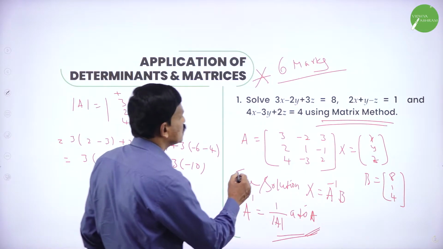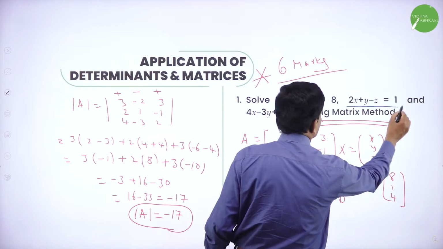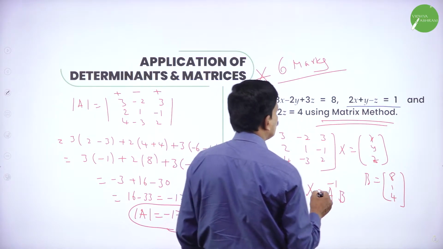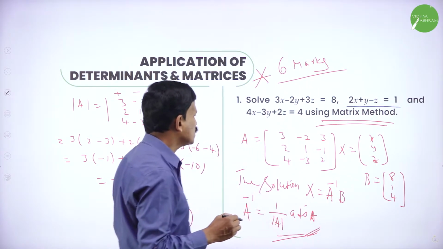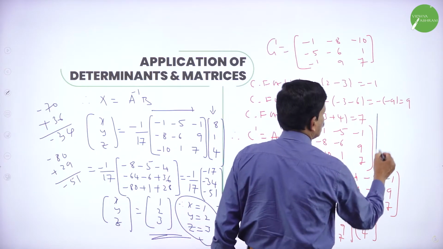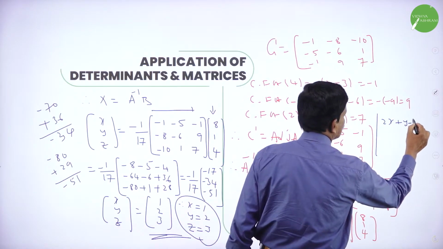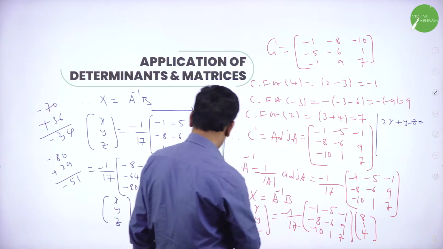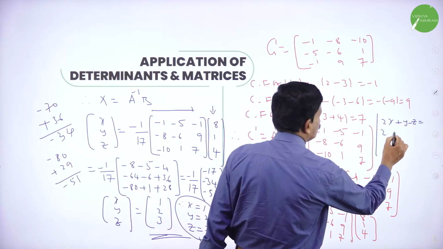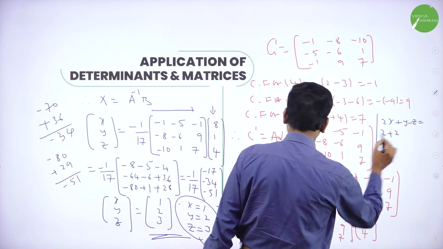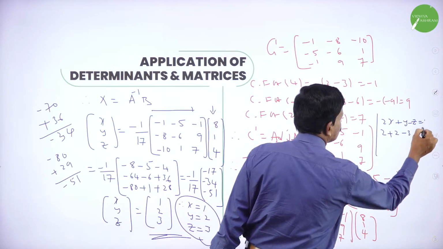So let me take this equation, that is 2x plus y minus z is equal to 1. Substitute the values. What is x? 2 into 1 is 2, plus what is y? 2. What is z? Minus 3.